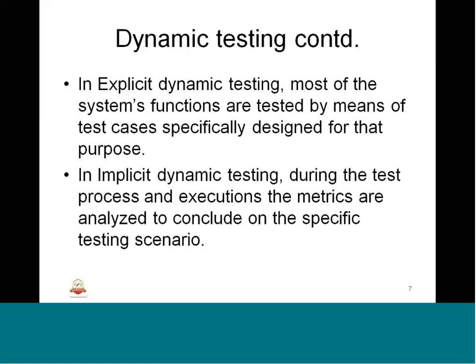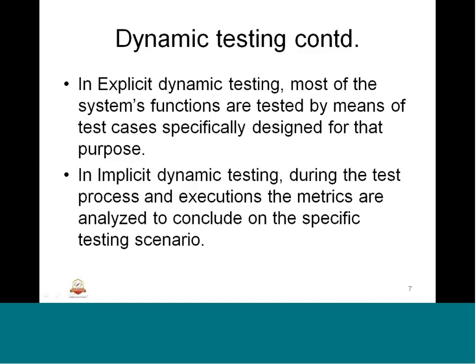Dynamic testing, in continuation of the definition, there are two types we can categorize in dynamic testing: explicit dynamic testing and implicit dynamic testing. What is explicit dynamic testing? In explicit dynamic testing, most of the system's functions are tested by means of test cases specifically designed for that purpose. That means it is basically test case driven. With the help of test cases specifically designed for that purpose, we explicitly test it.